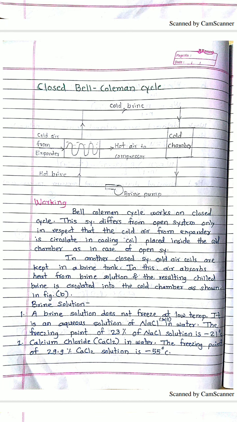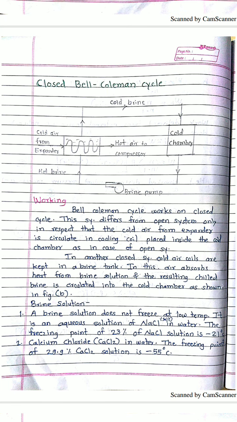Then one of the most important cycles in refrigeration, the reverse Carnot cycle, and the formula for the reverse Carnot cycle, that we have discussed. Then we have discussed the Bell Coleman cycle and the formula for the Bell Coleman cycle. Now next, the simple part, that is a closed loop Bell Coleman cycle. The previous one which we have discussed is an open loop Bell Coleman cycle. So this is a closed loop Bell Coleman cycle.